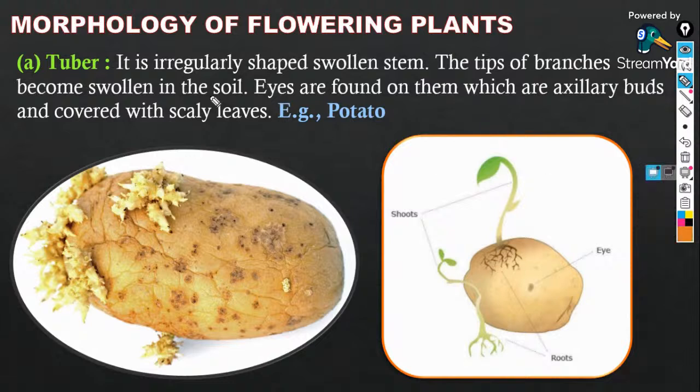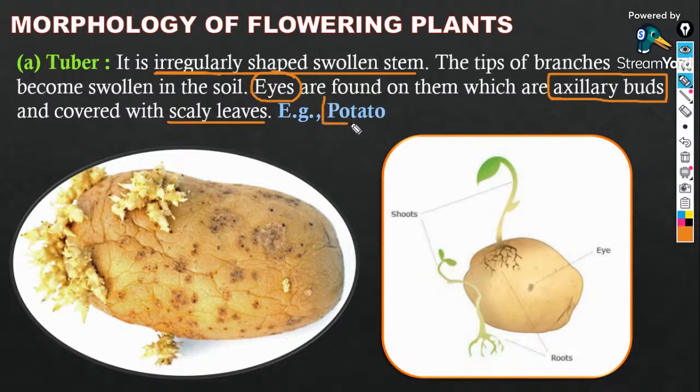First is the tuber. Tuber is an irregularly shaped swollen stem. The tip of the branches becomes swollen in the soil, and you will find certain structures such as eyes. Yes, eyes of the potato, which are actually the axillary buds, covered with scaly leaves. The example of a tuber is the potato. Guys, these all are the eyes. New plants can arise from these.